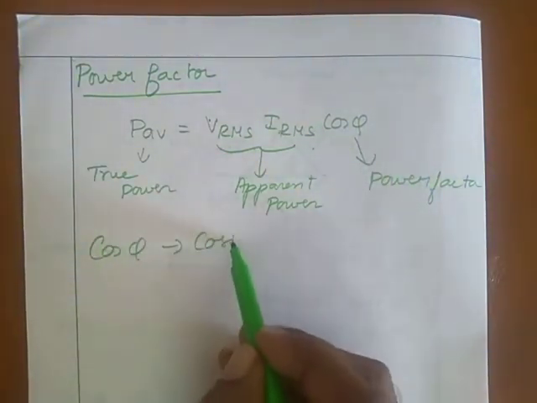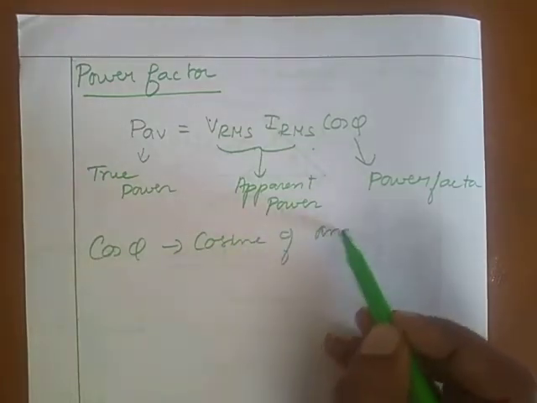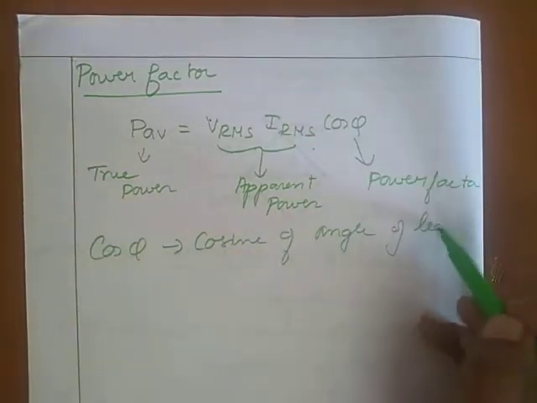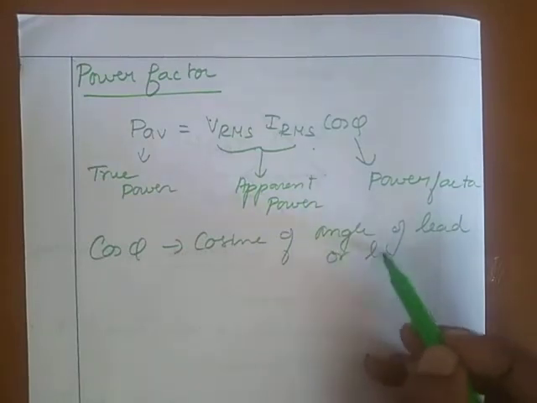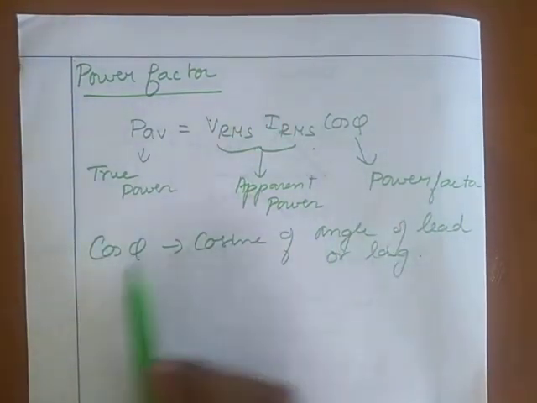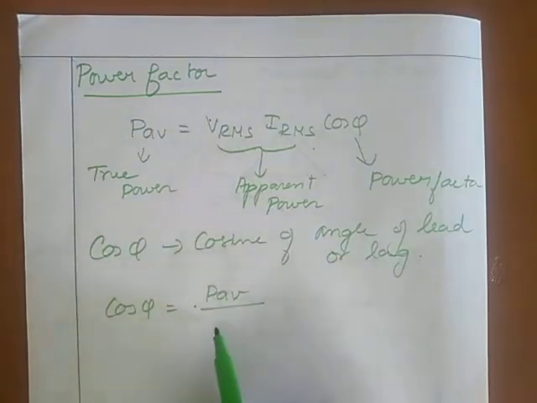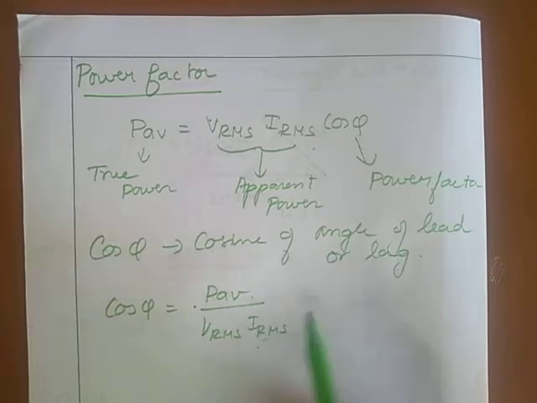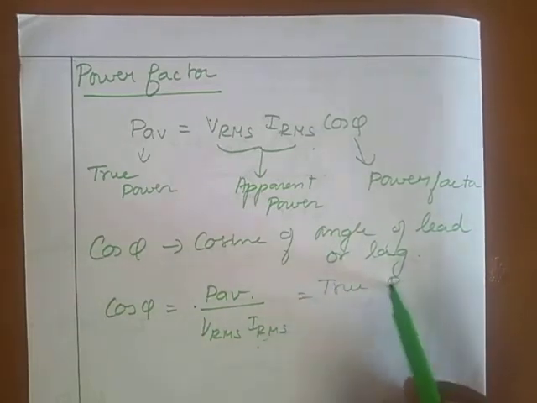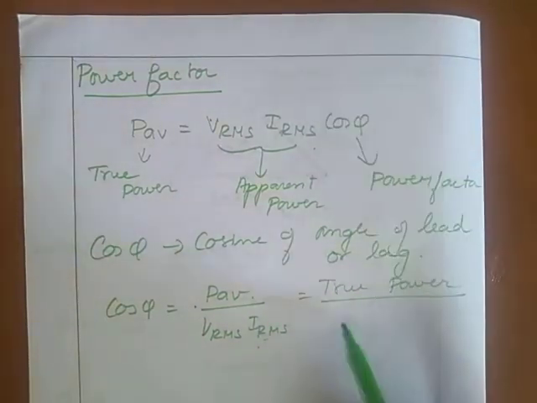cosine of angle of lead or lag, or cos phi is equal to, that is power factor is equal to P average by VRMS IRMS. Okay, this can be stated as power factor is a ratio of true power to the apparent power.